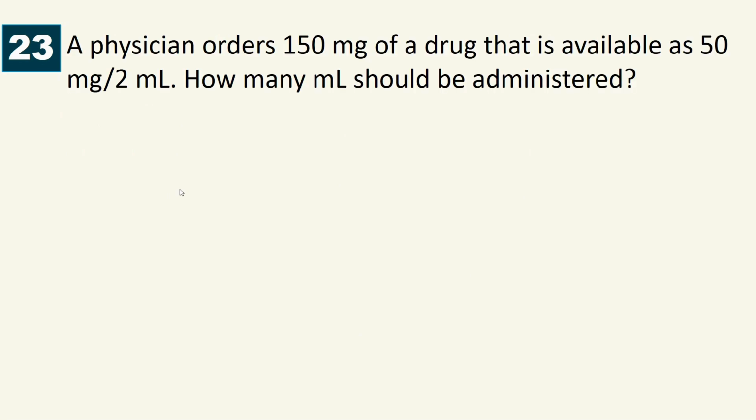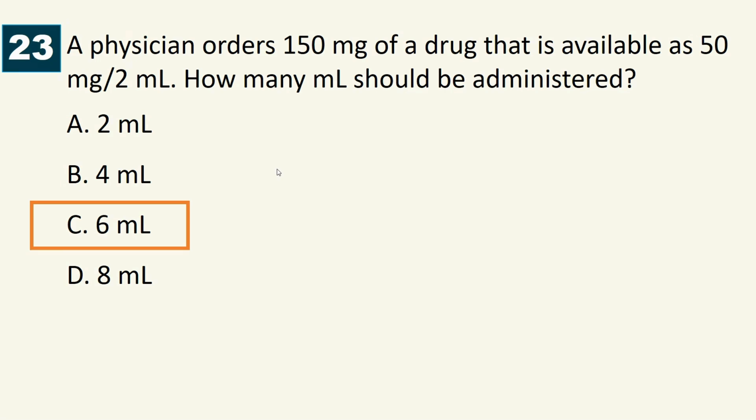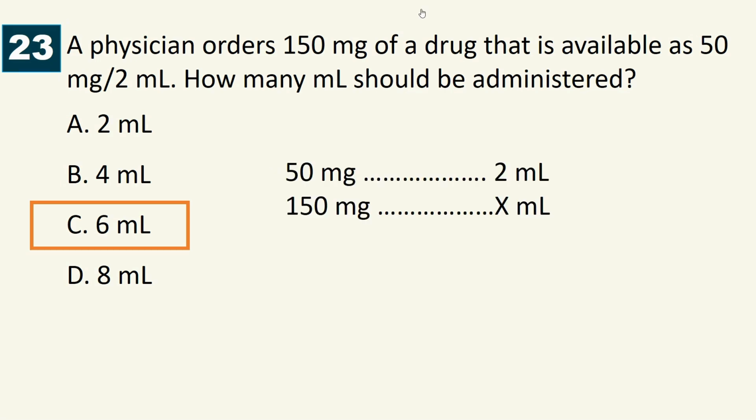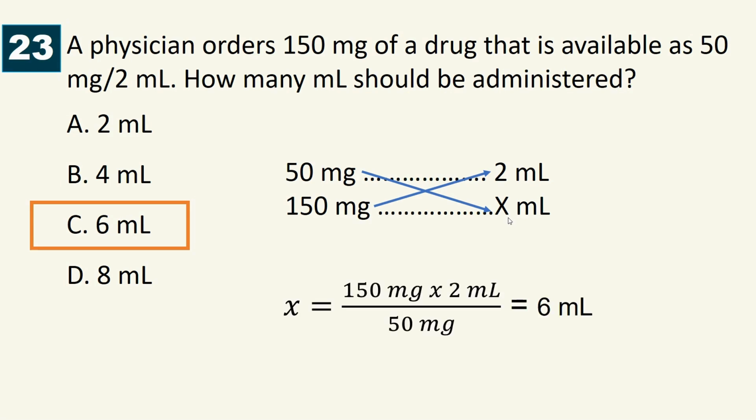Next, a physician orders 150 milligrams of a drug that is available as 50 milligrams per 2 mL. How many mL should be administered? A. 2 mL, B. 4 mL, C. 6, and D. 8 milliliters. Correct answer is 6 mL. How did we get that? Straight question. 50 milligrams is contained in 2 mL. So for 150, how many mL? Point the arrow to x and cross multiply. If you do that, you get 6 milliliters.